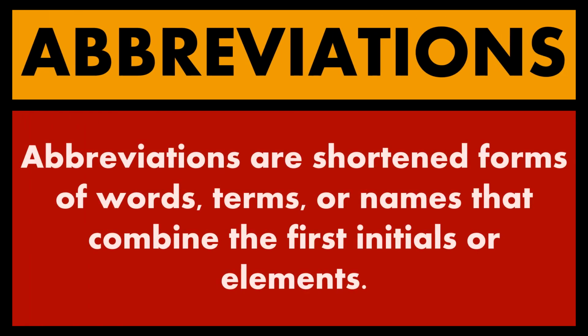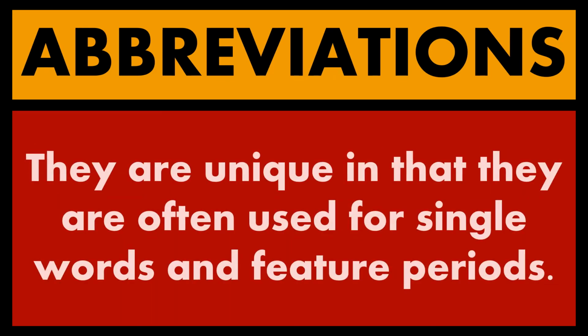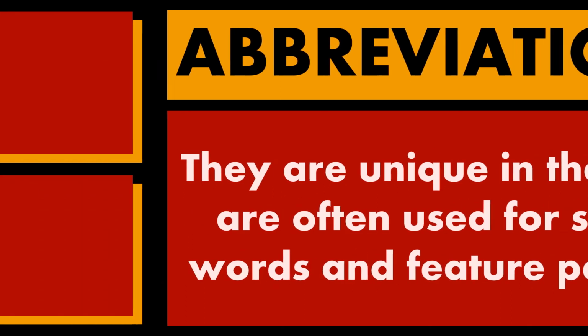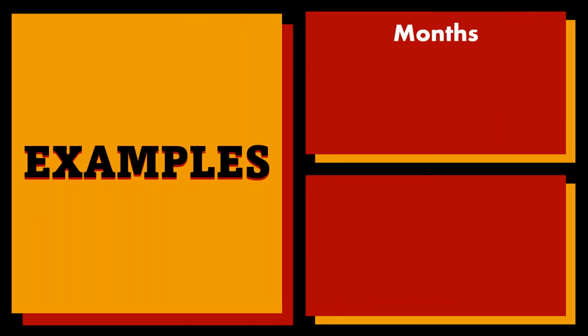Now, abbreviations are shortened forms of words, terms, or names that combine the first initials or elements of those keywords. They are unique in that they are often used for single words and feature periods, but that's not universally the case.